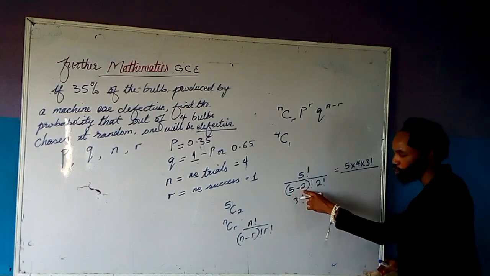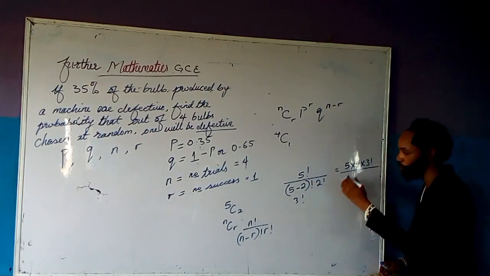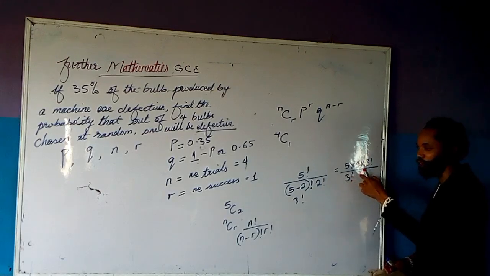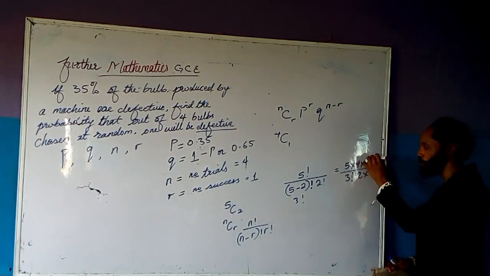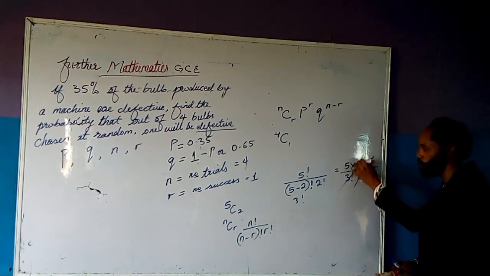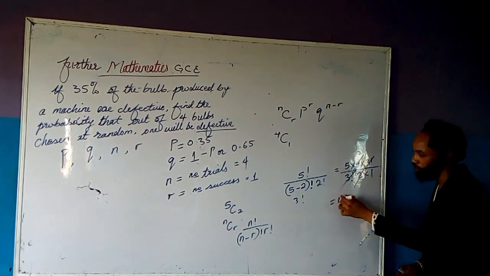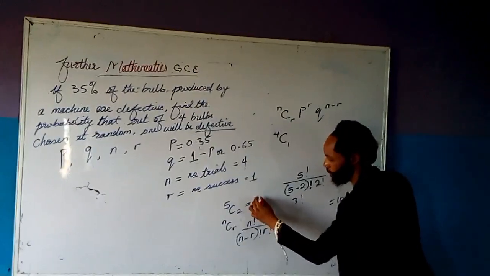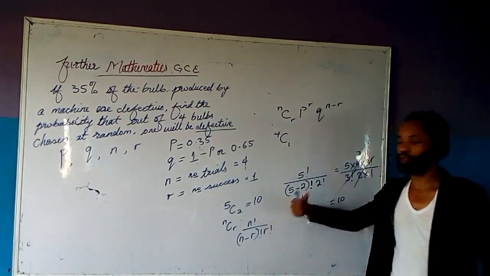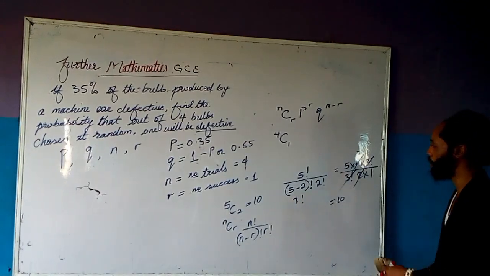So 5 minus 2 is 3. That's 3 factorial. Remember, there's a factorial here. Then we have 2 factorial, which is 2 times 1. So 3 factorial cancels 3 factorial. 2 cancels 4. 5 times 2 is what? 10. So for this case, you're going to get a 10. If you punch your calculator, you do 5 combination 2, you should get a 10. So this is just the illustration.